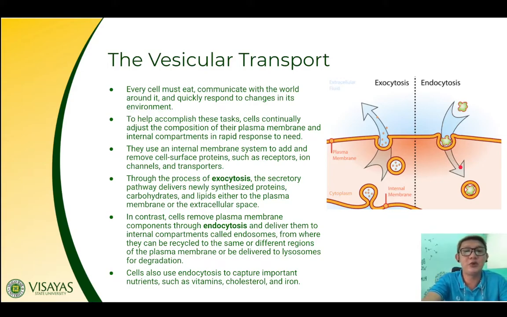So basically, as we have discussed in our module number 2, exocytosis is when the cell secretes proteins or other substances outside of the cell, and endocytosis is when they take up these nutrients or other substances. Now, the only difference with this lesson is that we will be discussing these different processes at the molecular level.